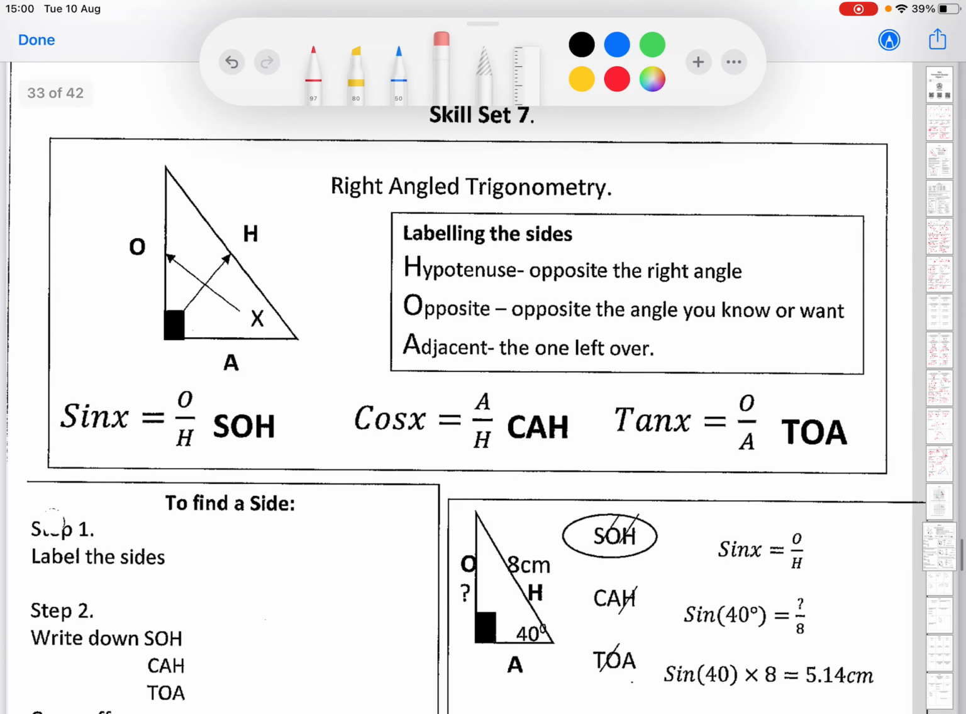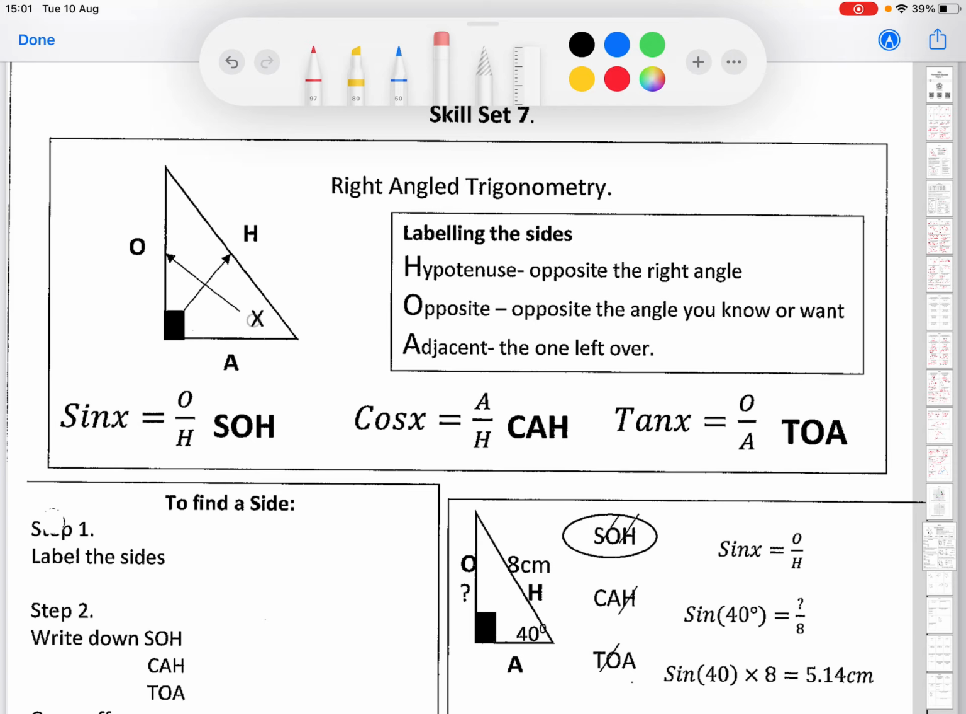Okay, this is skill set 7. This is all about trigonometry. Trigonometry involves right angle triangles, so very similar to Pythagoras, but trigonometry involves angles as well. So it's very important that you label the correct sides. Your diagonal is always your hypotenuse, but your opposite and adjacent can change depending on where your angle is.